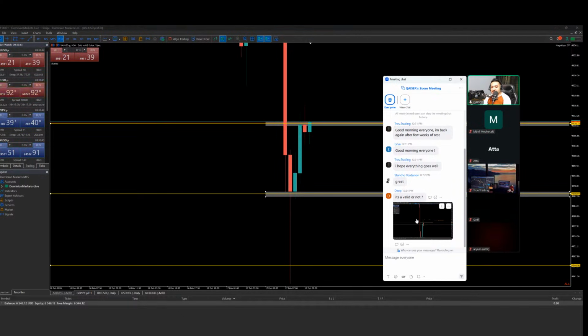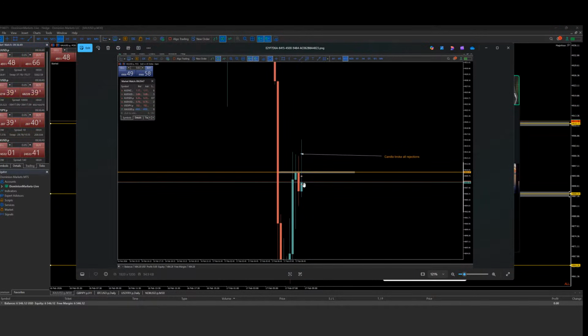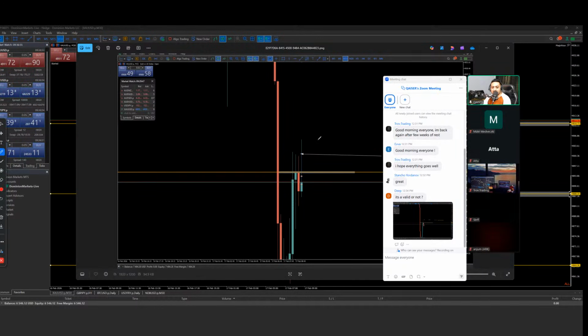So let me see this trade of Mr. Deep. Mr. Deep took a buy here. Oh man, he took a buy impulse entry. You can see that the market rejected three times from this area. Better to wait for the candle to close above this resistance and then give your trade a chance with the next candle. This makes more sense.